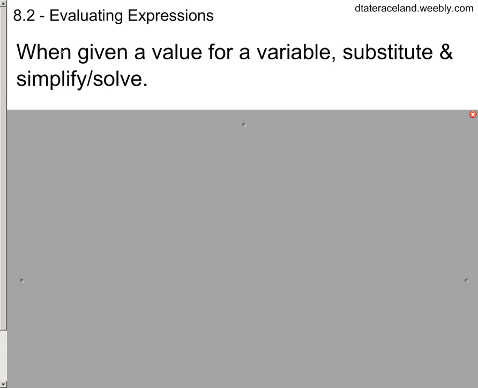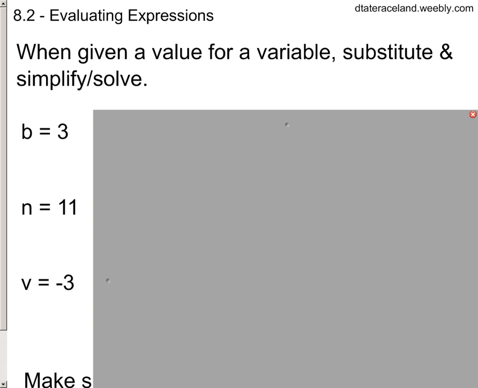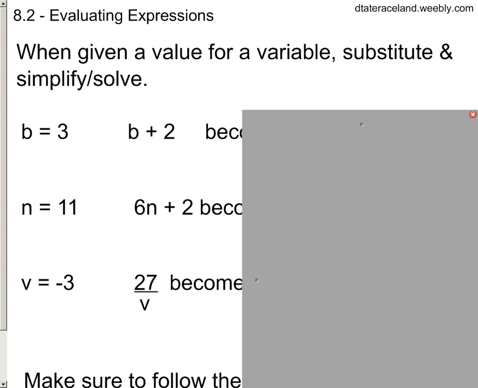Evaluating expressions isn't very difficult. Basically, that's where they're going to tell you what the variable is equal to. So, for example, b could equal 3, n equals 11, v equals -3. Whatever it is that you're given. But then what happens is that they give you an expression.